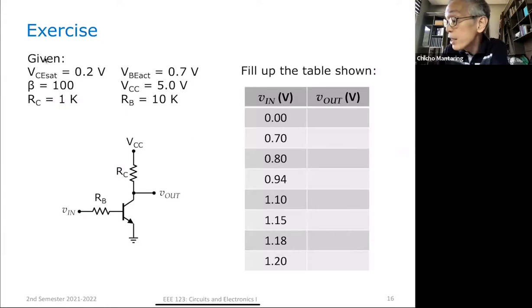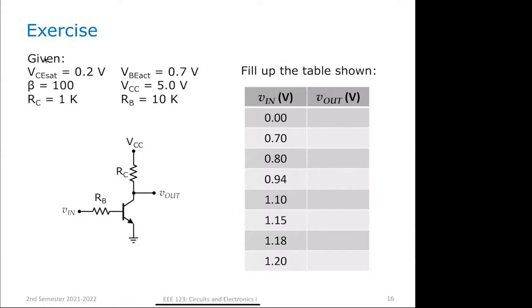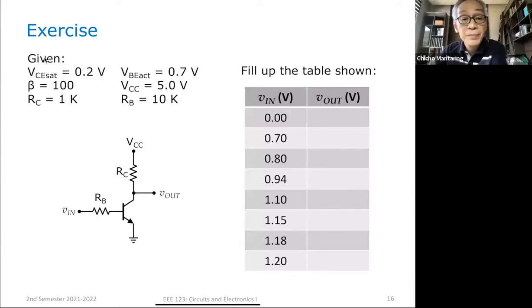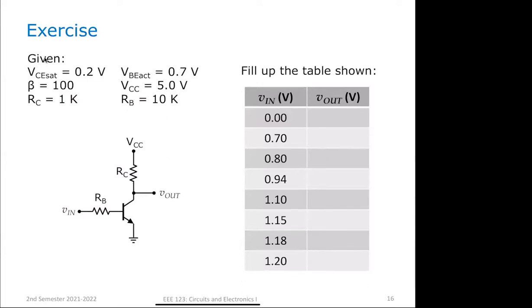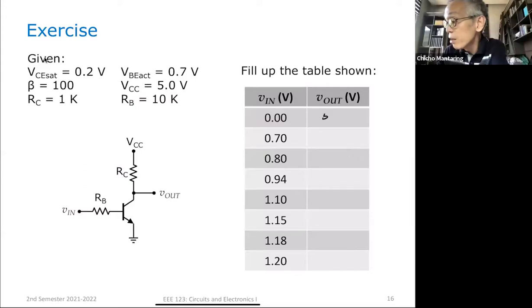Okay, when Vin is equal to 0, can someone give me an answer? What will be the value of Vout? 5 volts. Yeah, why 5 volts, Albert? Because IB will be 0, then IC is also 0. There is no voltage drop across RC. So Vout is equal to VCC. Yeah, that's right. So this is going to be equal to 5 volts.